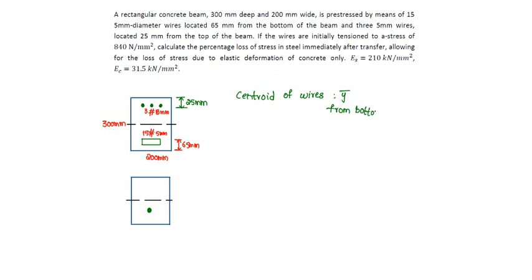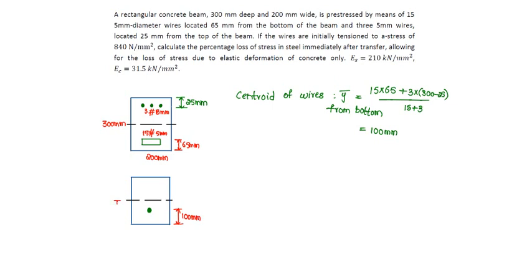say Y bar from bottom, will be equal to 15 bars are at a distance of 65 mm from bottom plus 3 bars are at a distance of 300 minus 25 mm from the bottom, by total number of bars, 15 plus 3. So Y bar will be equal to 100 mm. The centroid of our wires is passing at a distance of 100 mm from the bottom of the beam.